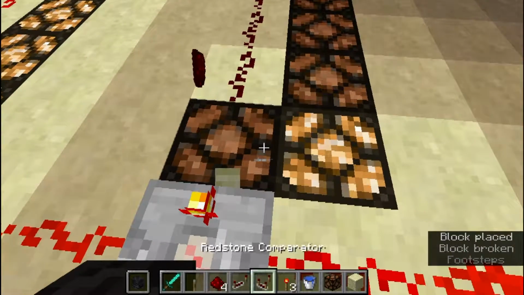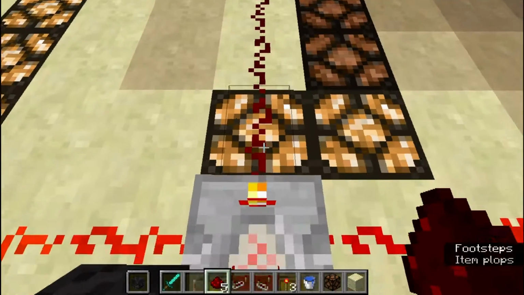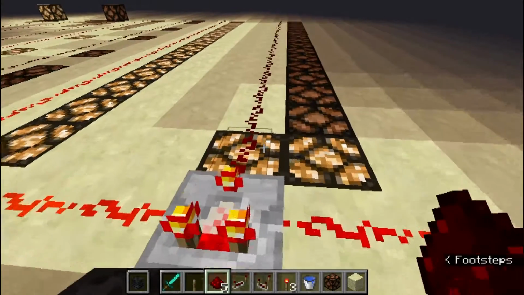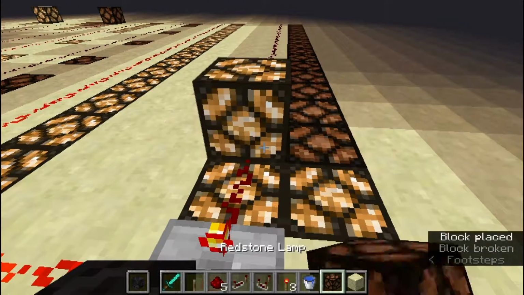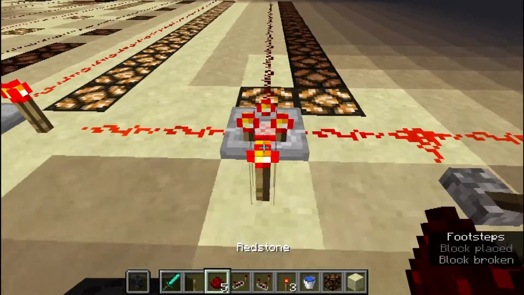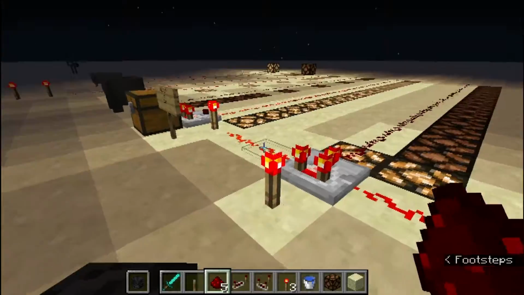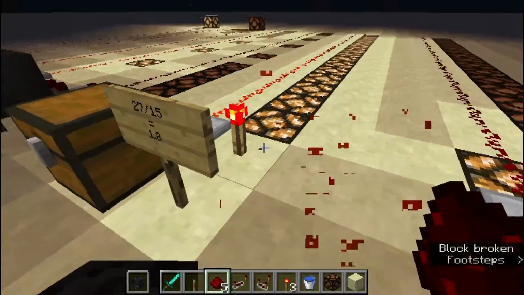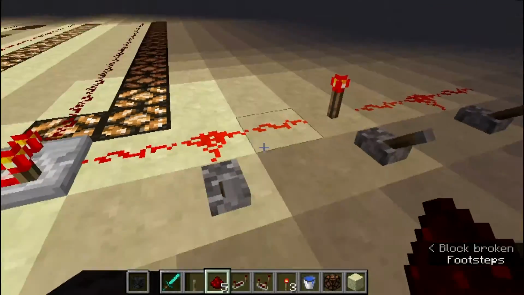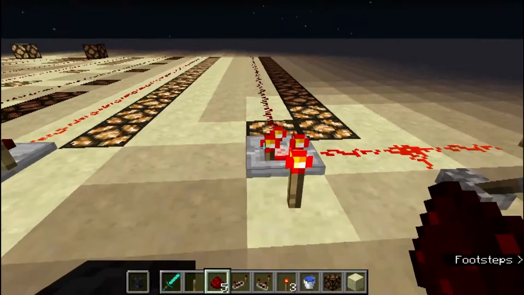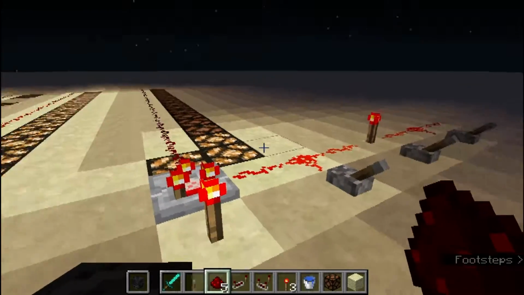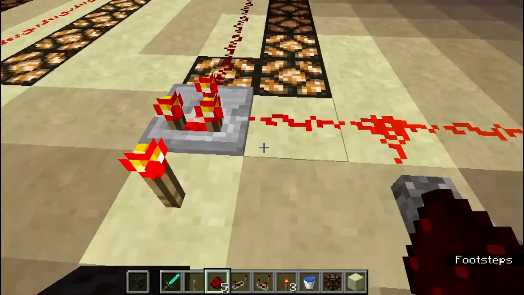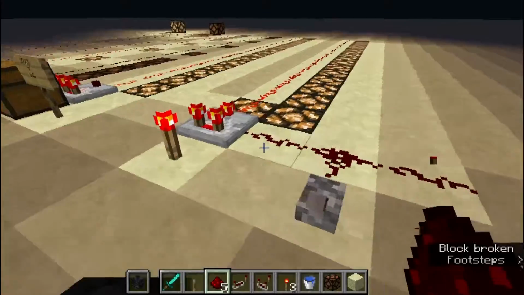Oh wait, is this really powered? Yep, it's powered. It's most definitely powered. Basically, it prioritizes whatever's on the left of this. So the first priority would be the left side of the comparator, and the second priority would be the right side of the comparator.